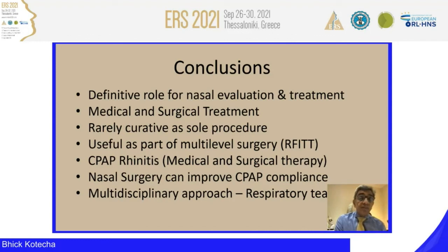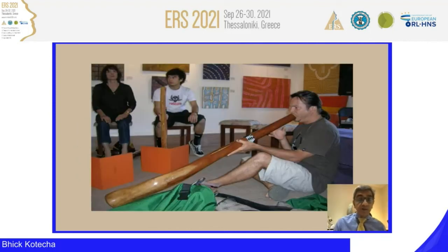Specifically in patients with CPAP rhinitis, the medical and surgical therapy for the nose would be very useful in improving the CPAP compliance. As mentioned previously with the two papers, the nasal surgery does improve CPAP compliance. But obstructive sleep apnea really is a multidisciplinary problem, and the treatment of it should be a multidisciplinary approach. And when ENT surgeons fail, they seek attention from respiratory physicians and vice versa. Of course, if all fails, then you could end up using the didgeridoo, which can improve your pharyngeal muscular tone and help you with CPAP.